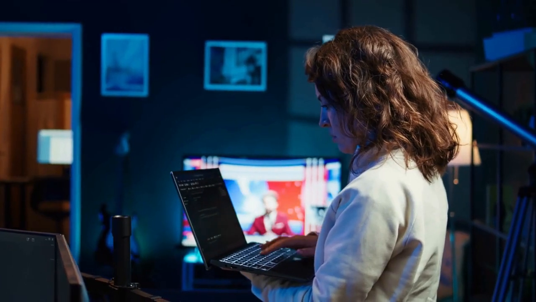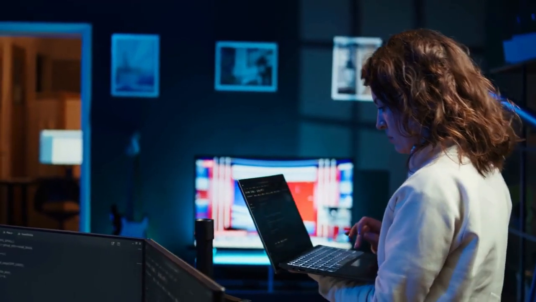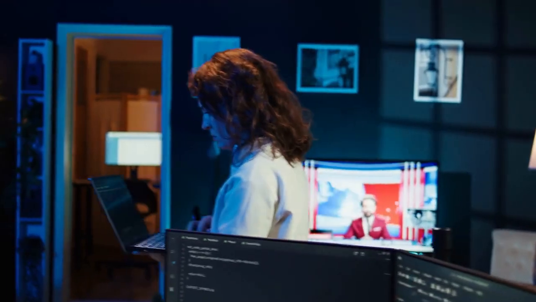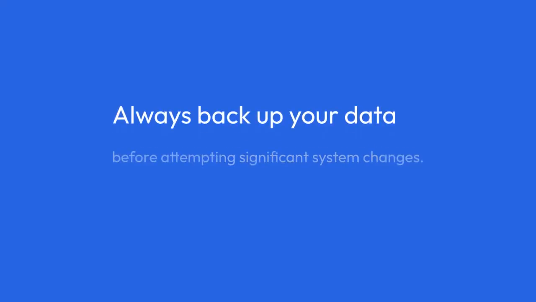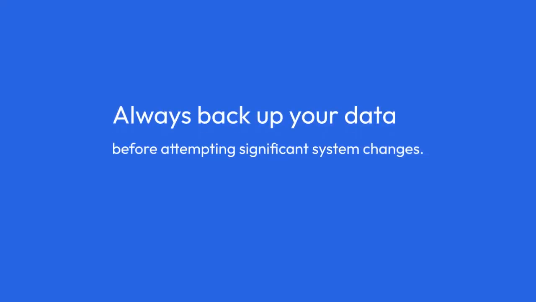By systematically following these steps, you have a much higher chance of resolving the "failed to connect to bus, host is down" error within your CentOS Termux environment. Remember to always back up your data before attempting significant system changes.